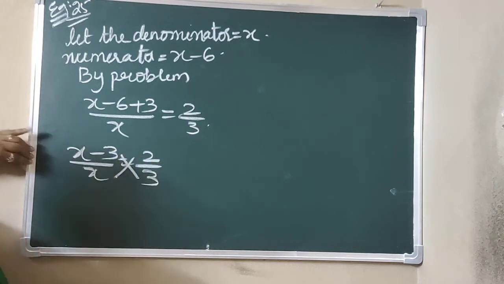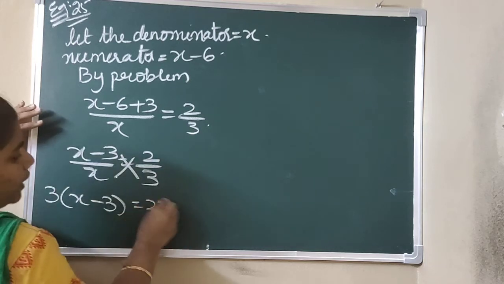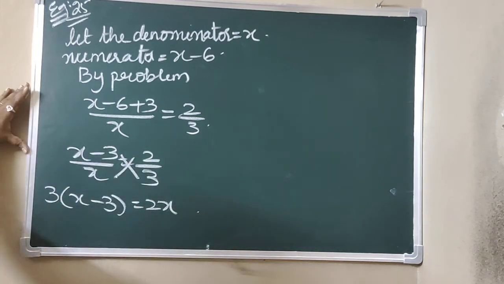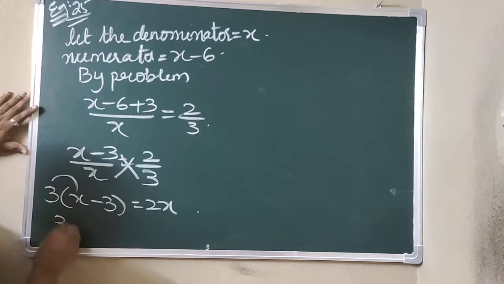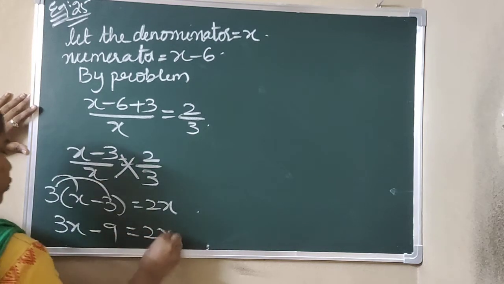Do cross multiplication here. 3 into x minus 3 is equal to 2x. Okay, now we can multiply. 3 into x will be 3x minus 3 into 3 will be 9 is equal to 2x.